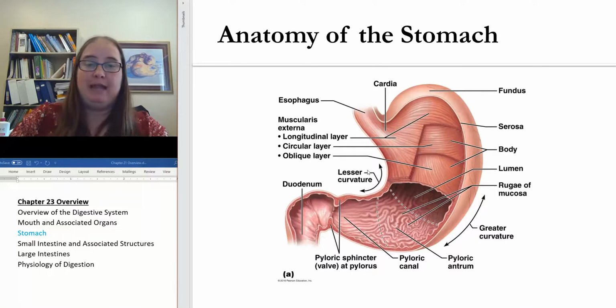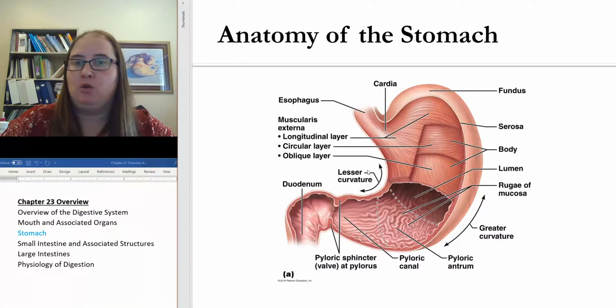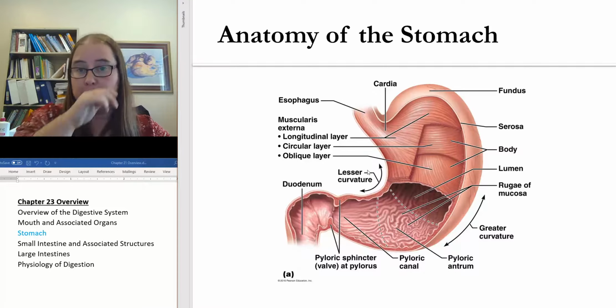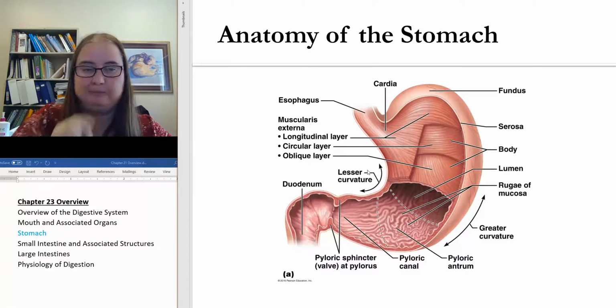When we look at the anatomy of the stomach, it's actually quite a complex structure, even though it's a temporary storage site. It has this kidney bean shape to it. The top region here is called the fundus. Now, the women in the class may say, well, the uterus also has a fundus, and that is true. A fundus is just a general term used for an upward curvature. The uterus also has that upward curvature as well.